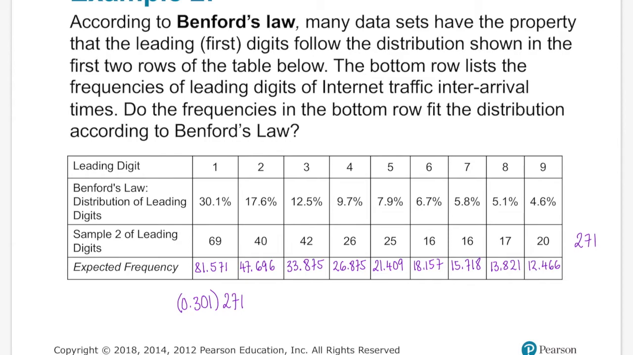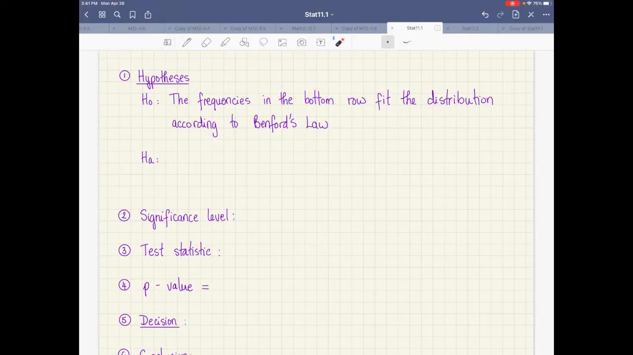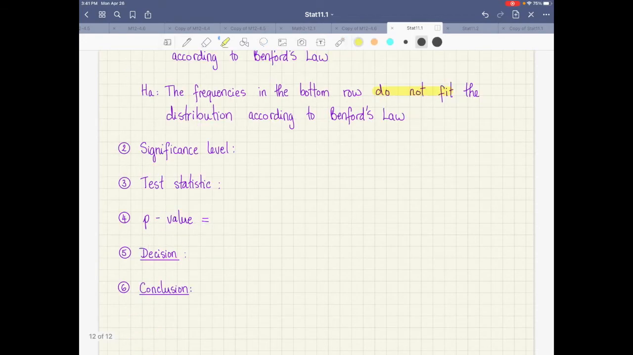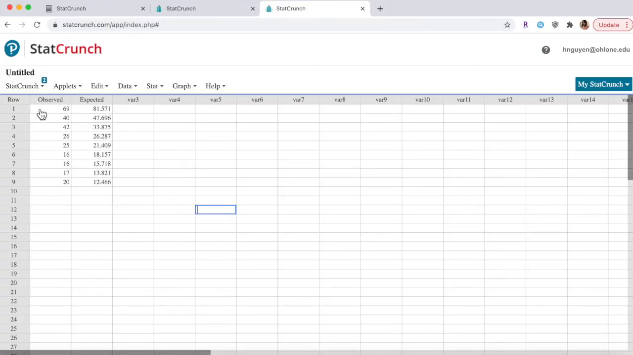The question asks, do the frequencies in the bottom row fit the distribution according to Benford's law? This is going to be my H0. HA would be a statement saying that the frequencies in the bottom row do not fit the distribution according to Benford's law. Significance level is 0.05. And I will use StatCrunch for my test statistic and my p-value. This is my observed frequency, and this is my expected frequency.